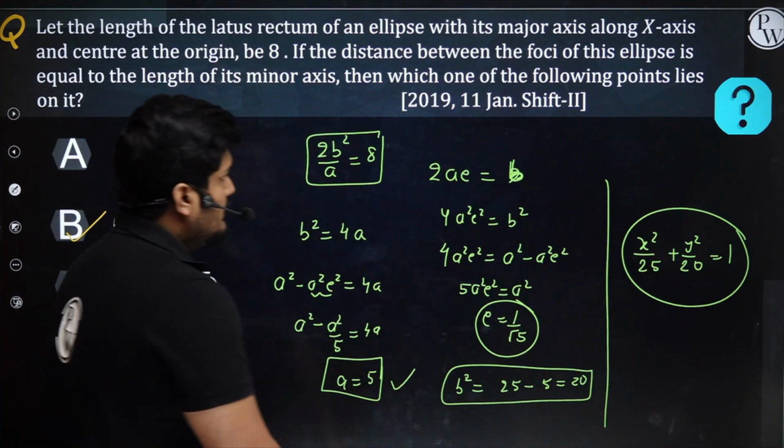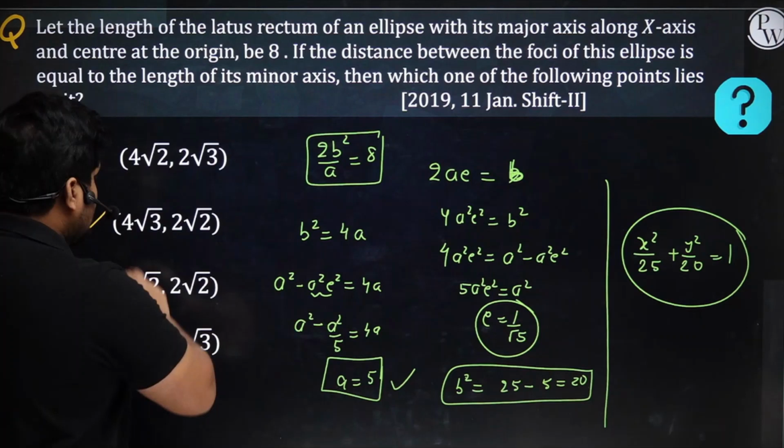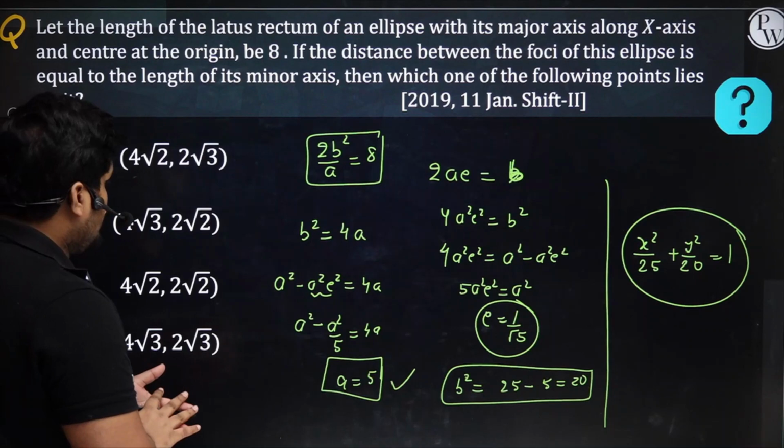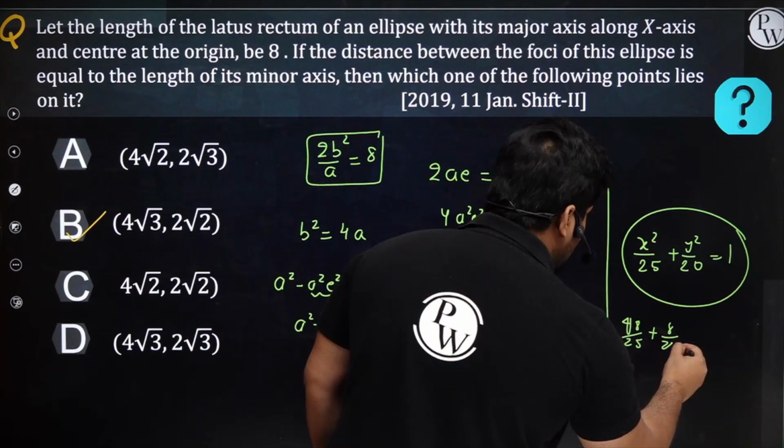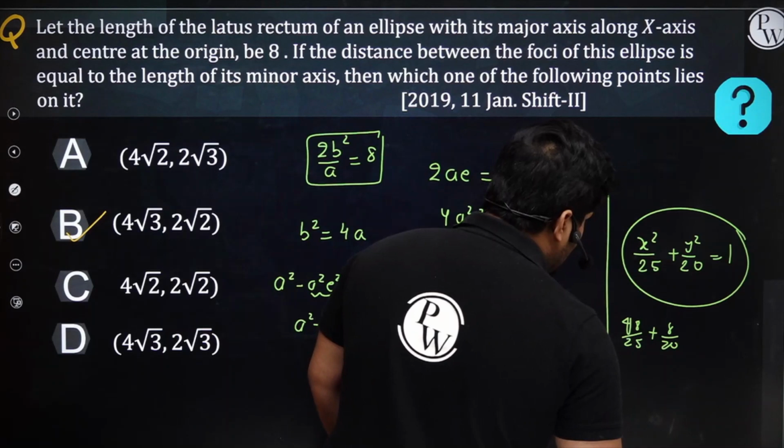So just check this. 16 into 3, this is 48. Okay, 48 by 25, let's check. 48 by 25 plus, this is 2 root 2, 8 by 20. So will it satisfy? Let's check. Is it satisfying? I don't think so.